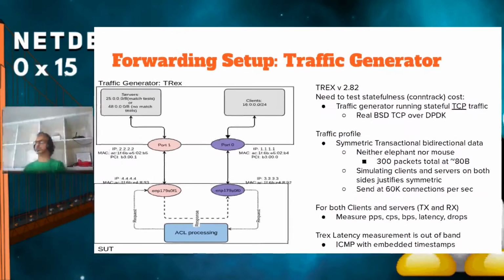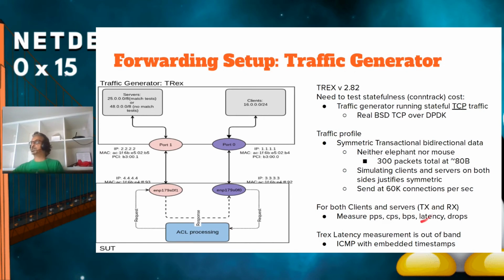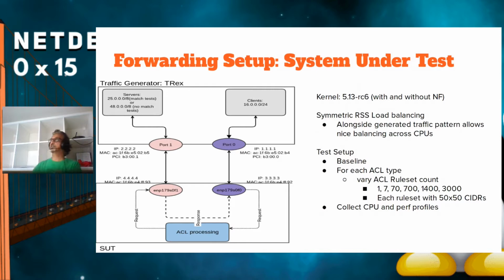subsystem did well. T-Rex measures PPS, packets per second, connections per second, bits per second, latency and drops for both directions, for both its sending and receiving sides on both ports. It also collects a lot of TCP data. I'm not going to talk about the latency because we didn't use that feature.